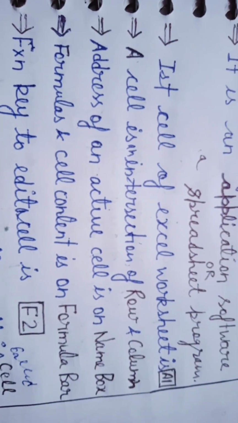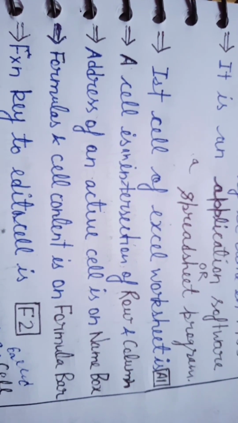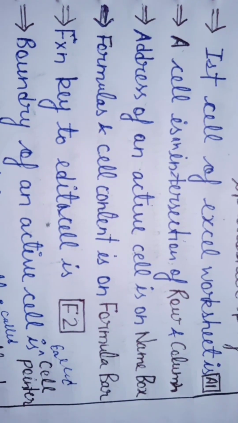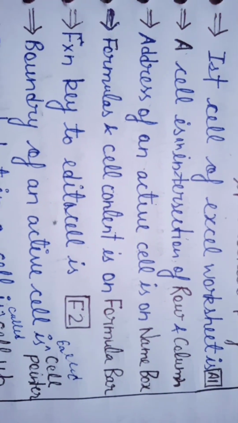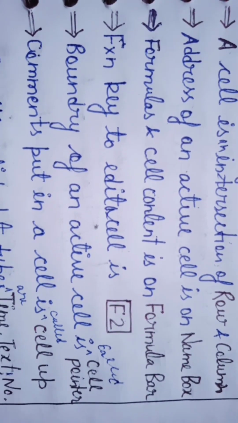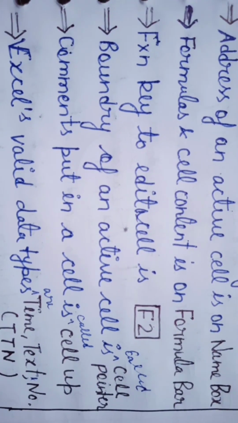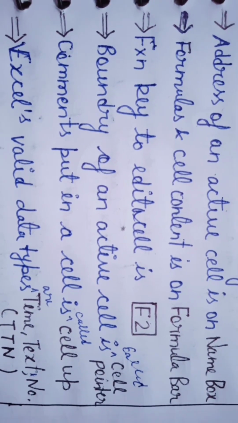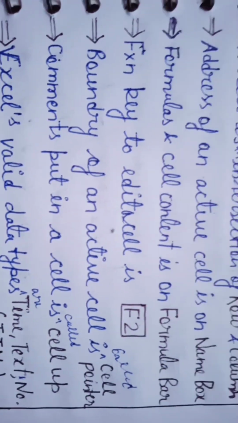Next, the function key to edit a cell is F2. Next, the boundary of an active cell is called the cell pointer. Next, comments put in a cell is cell. Next, Excel's valid data types are time, text, and number. Time, text, and number (TTN).